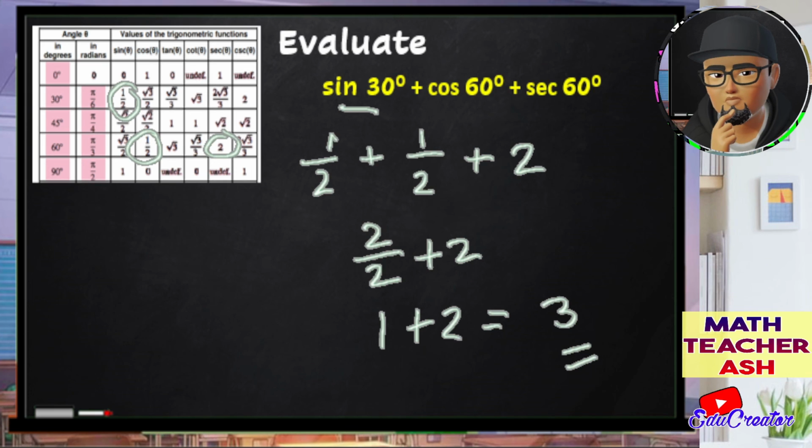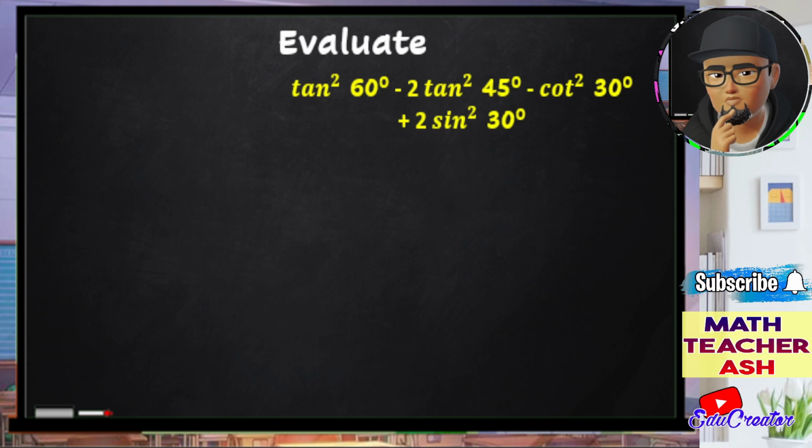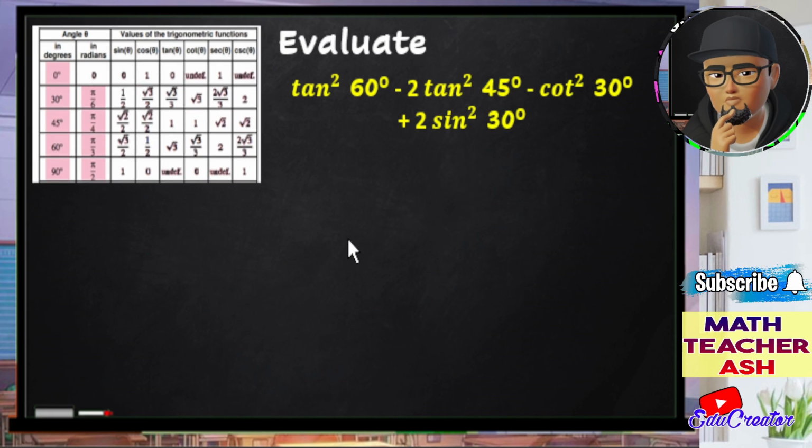Now, let us go to our last question, my dear math learners. This is question number 11, and I will give this to you as another exercise. I will be giving you 4 exercises for this one. We have tan squared 60 degrees minus 2 tan squared 45 degrees minus cotangent squared 30 degrees plus 2 sine squared 30 degrees. Of course, you need to consider our given table.